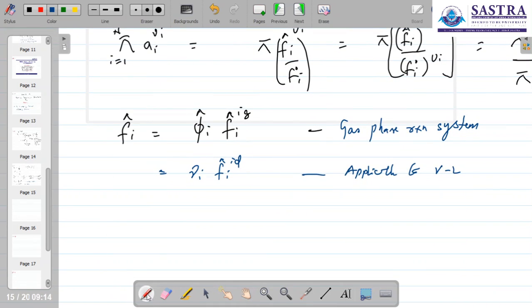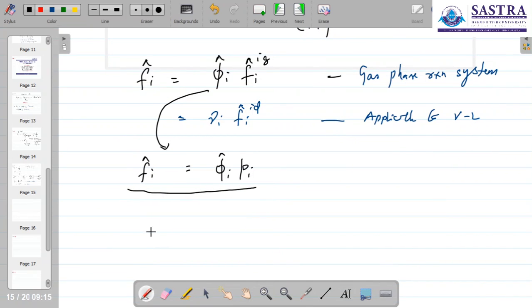So we will just focus on the gas phase system, and this can be written then as phi i cap times the fugacity of a component in an ideal gas, which is nothing but its partial pressure. So we can write like this. So that means f i cap for a gas phase system can be written like this.